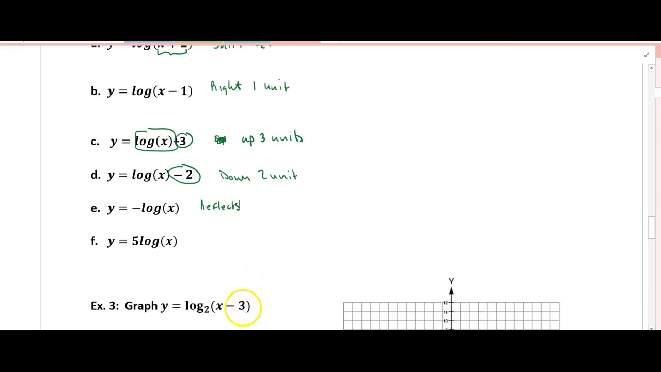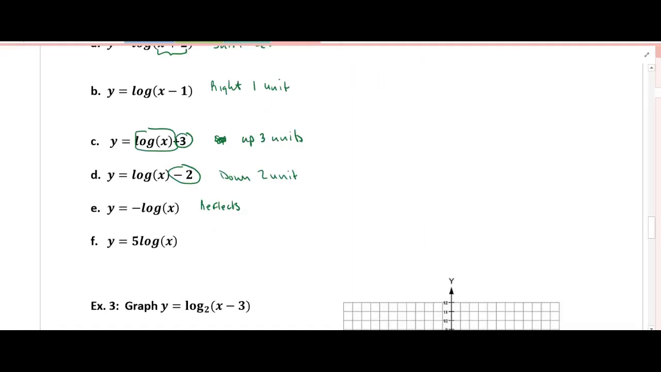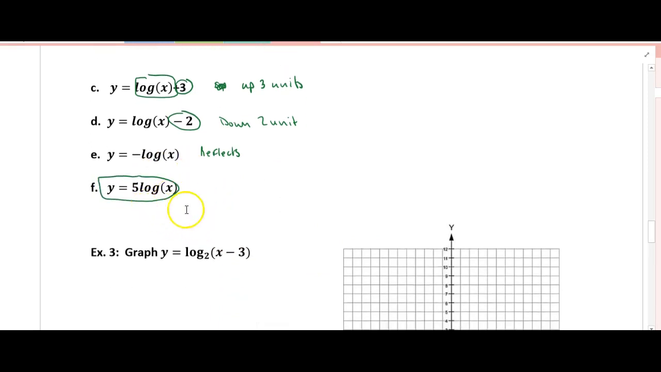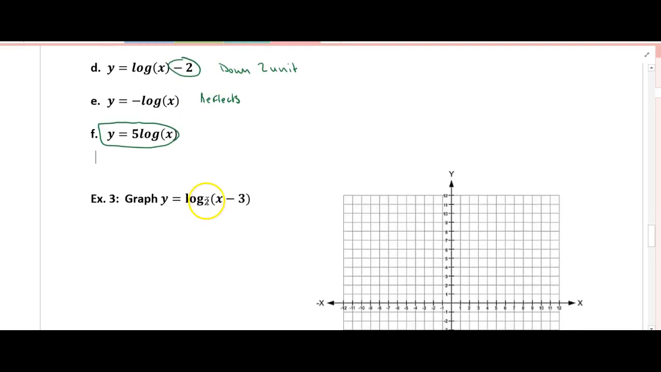And if I go y equals 5 log x, it definitely just kind of grew in a way. So we won't use this one a lot, but you have to be aware of it. I would just take your normal table of values and multiply all the y coordinates by 5.